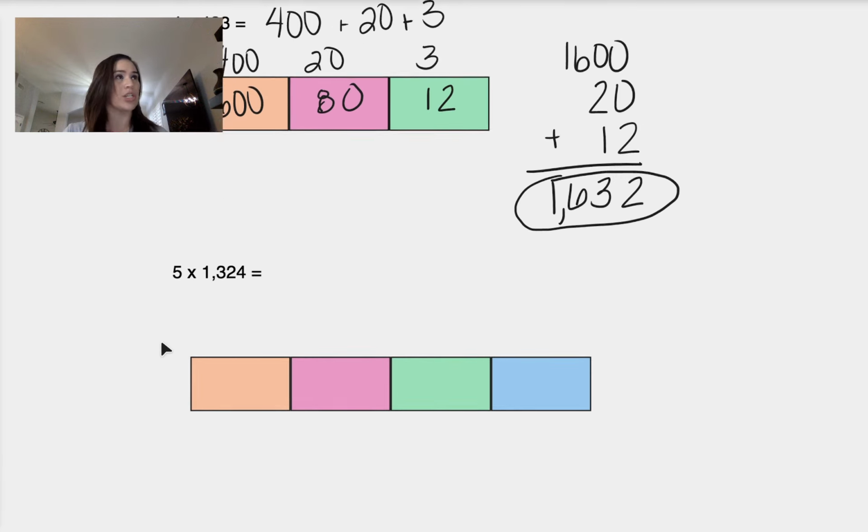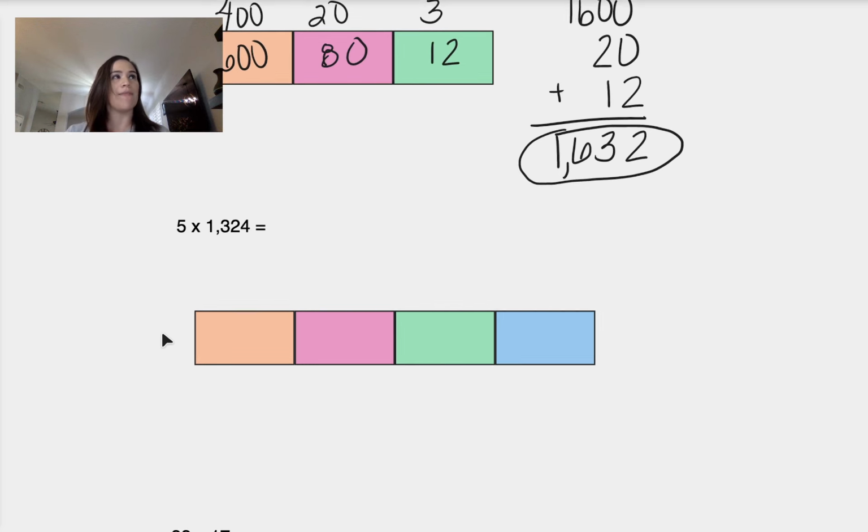All right, let's try another example. Just kind of repetition going on. So we have 5 times a little bit bigger. So instead of a 3-digit, we have a 4-digit. So 5 times 1,324. So we're going to do the same steps. So 5 is in our ones place, so it's already broken down for expanded form.